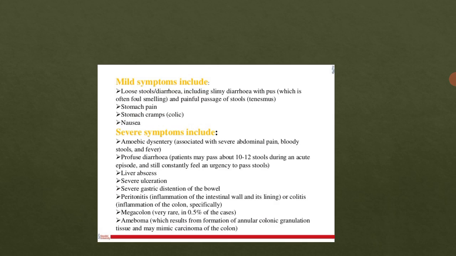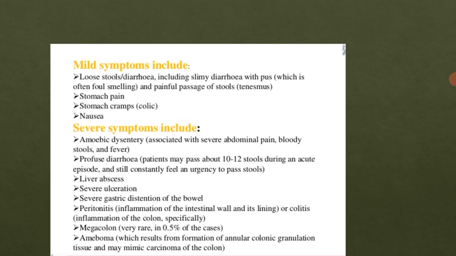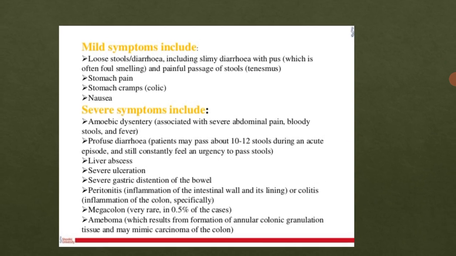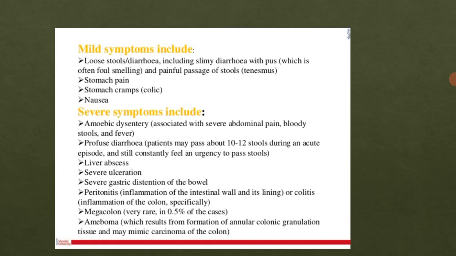Now we will see the symptoms. We have both types, mild symptoms and severe symptoms, right? In case of the mild symptoms, there will be loose stools, which we can call diarrhea, including slimy diarrhea with pus, which is often foul smelling, and painful passage of stools. Then stomach pain and stomach cramps will happen, then nausea will be there. These are the mild symptoms.